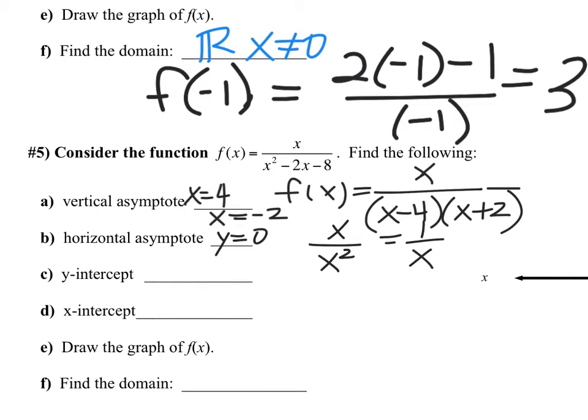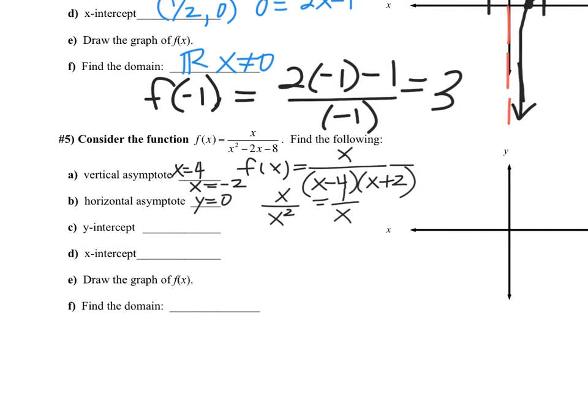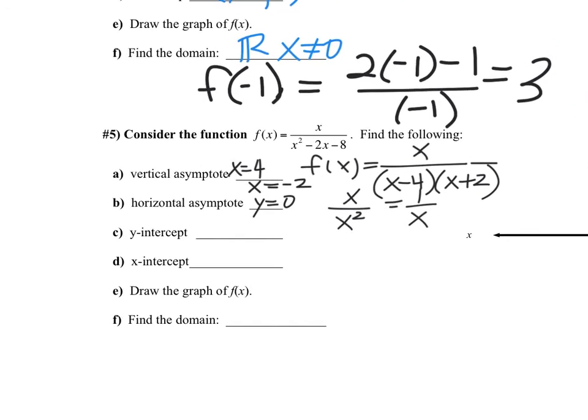Wait, how'd you do that again? Okay, so I took the top, which is x, over the bottom leading term, which is x squared. I reduced it to 1 over x, and I thought about it as I'm going out to infinity or negative infinity, then it's going to be 1 over a huge number, which is essentially 0. Or you can memorize: the degree of the numerator is less than the degree of the denominator, so it's going to be y equals 0. All right, the y-intercept is to let x equal 0. So you get 0 over -8, which is 0.